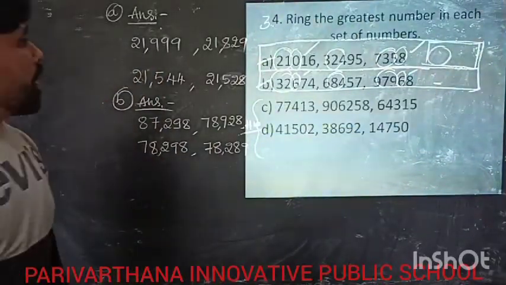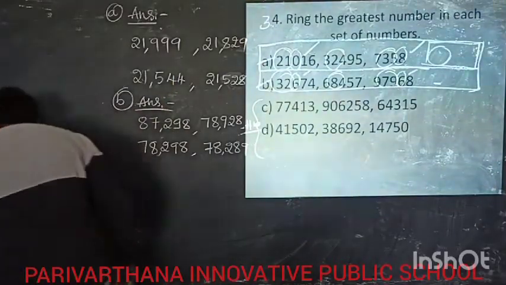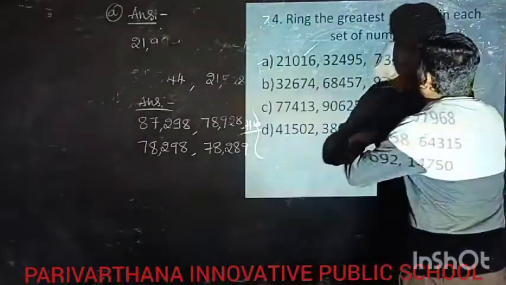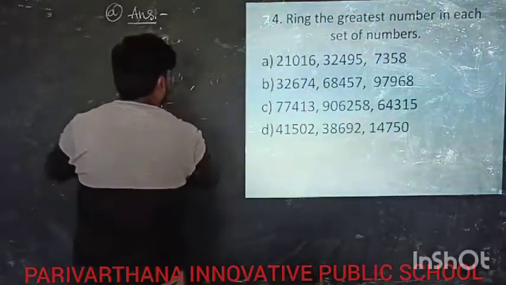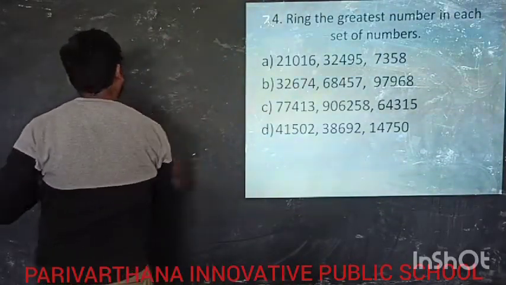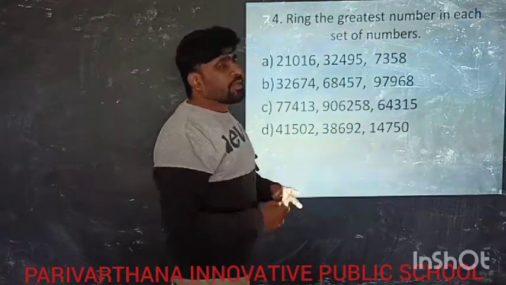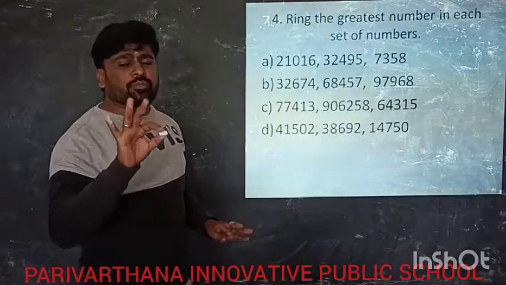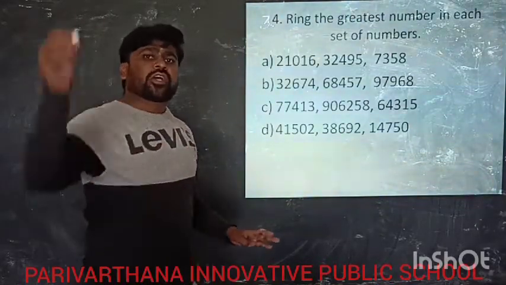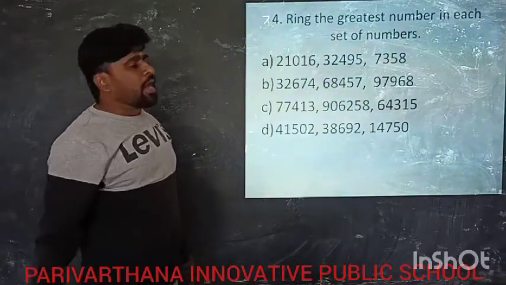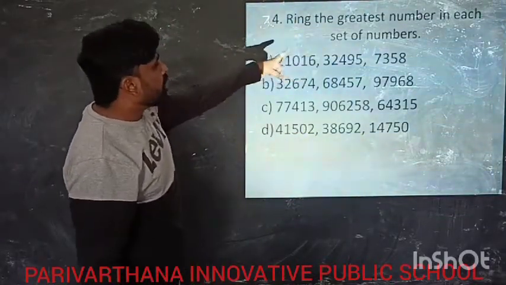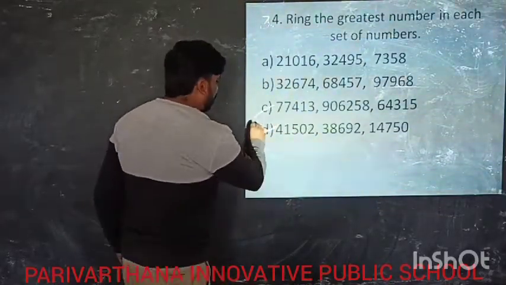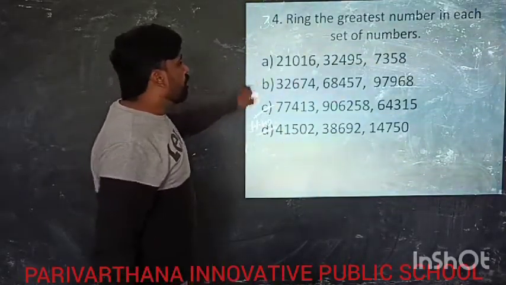Next we are moving on. Exercise 1.3, fourth main, that is, ring the greatest number in each of the following sets. Ring the greatest number. That means here they have given a total of 3 numbers. Clear? Regarding the 3 numbers, you have to identify the big number. Then you have to put one circle for the answer. Okay na? I will show 2 problems. These 2 problems will be the HWO.